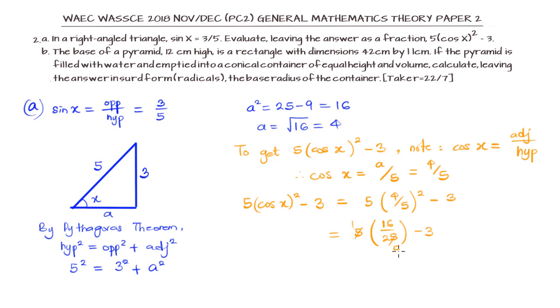And 5 can go in 25 to give 5. So we have 16 over 5 minus 3 over 1. We find the LCM, 5, that will be 16 minus 5 times 3 is 15, and that will amount to 1 over 5. So the value of what we are asked to find is 1 over 5.